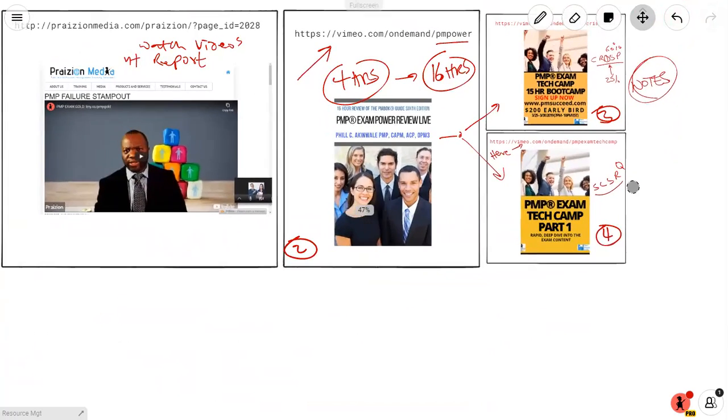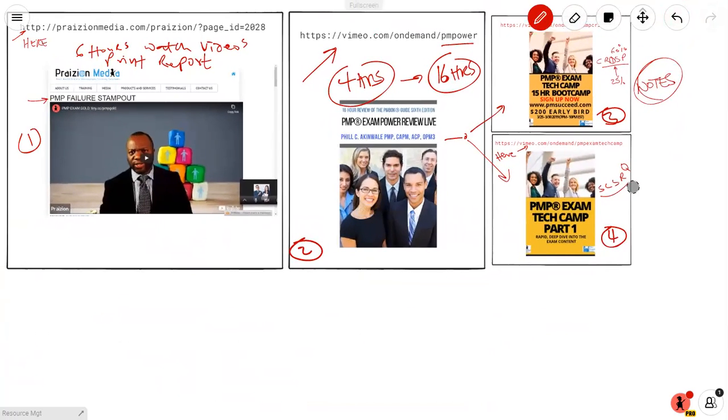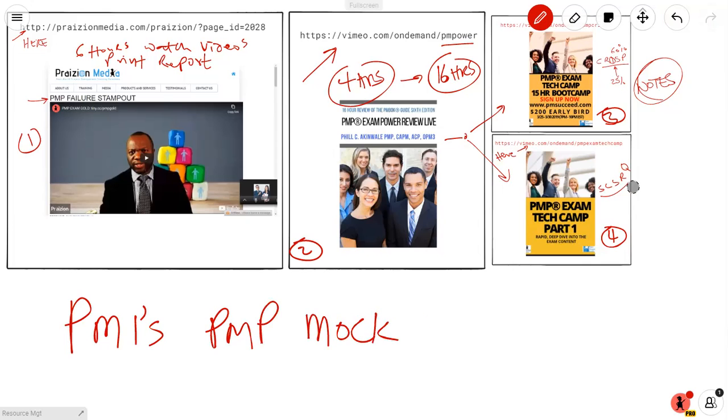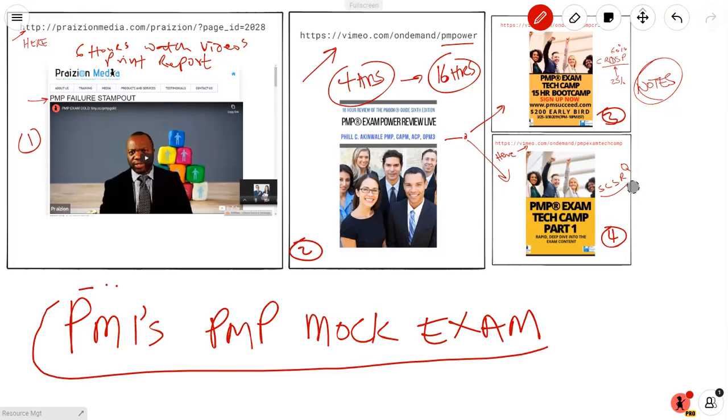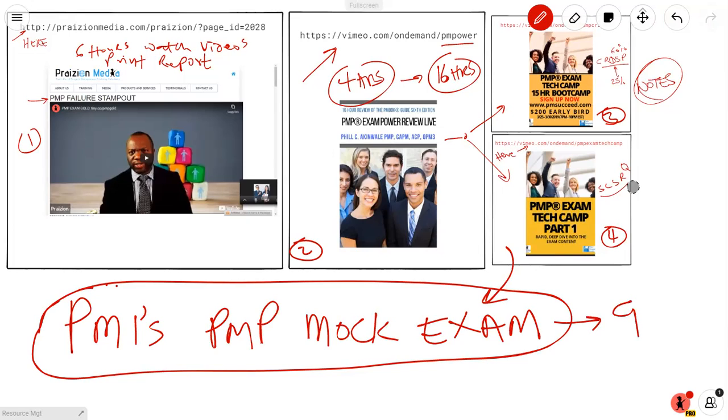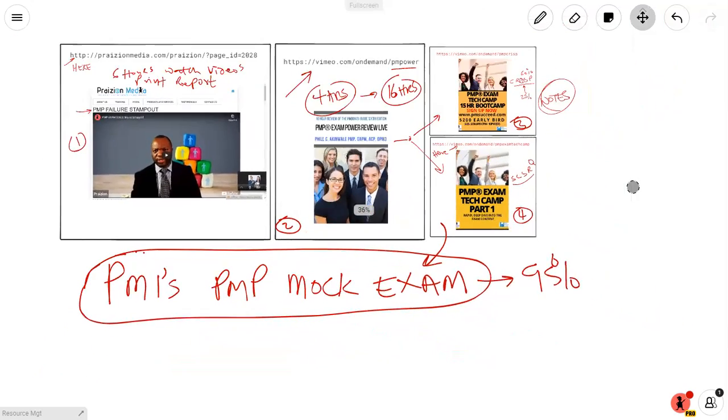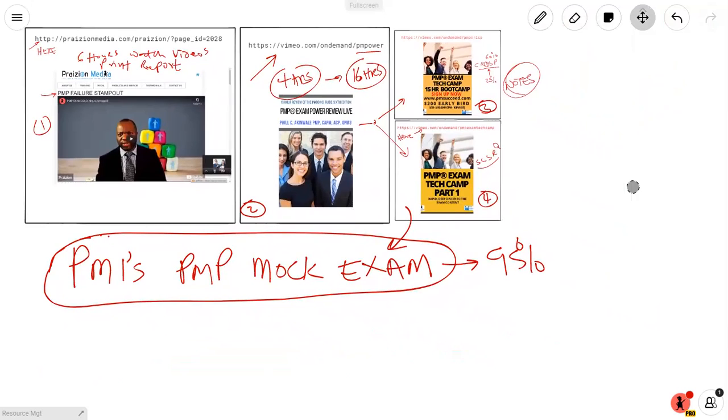On top of this, I would recommend further to take the PMI's infamous PMP mock exam. That is what I would recommend that you do after all of these. And I recommend that you take this till you get a 95%. Don't ask me how to get it. Please don't send me questions saying, how do I get the PMI mock? If you don't know, there's nothing I can do about that.